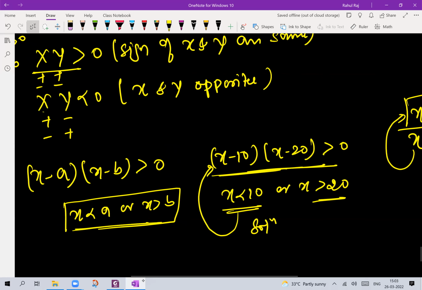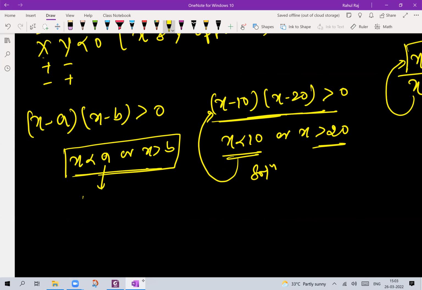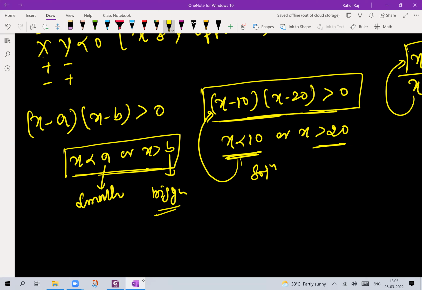So when I say x minus a into x minus b greater than 0, x should be less than a or x should be greater than b. A is a smaller entity. Please understand, I'll explain it properly. B is a bigger entity. So when I say x is either less than 10 or x is greater than 20, this is nothing but a solution of the equation. When you put this value back into the equation, the equation should be satisfied, or else our solution is wrong.